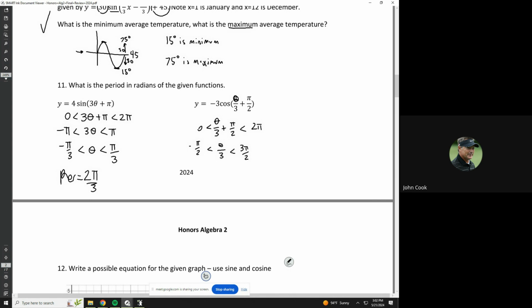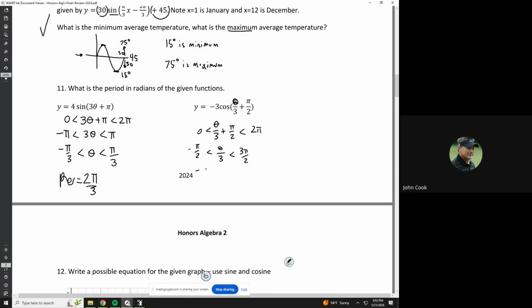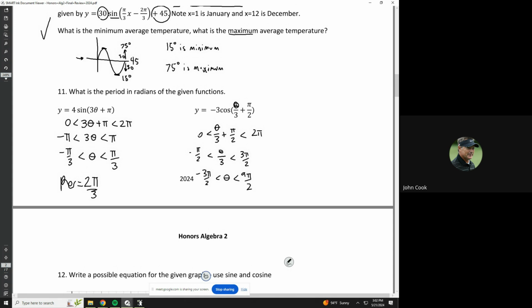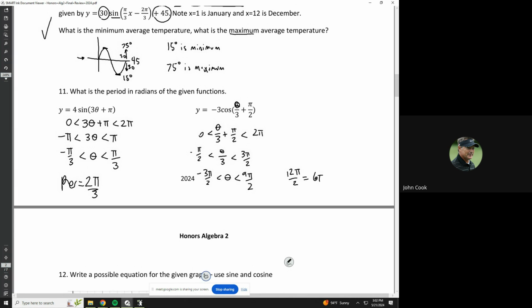And then if I multiply both sides by 3, I get negative 3 pi over 2, and on the other side, 9 pi over 2. Okay, and then how far away is negative 3 pi over 2 to 9 pi over 2? Well, 3 on the left and 9 on the right, so that's a total of 12 pi over 2, which is 6 pi. So that means my period is going to be 6 pi as a length. Okay, so there you go.